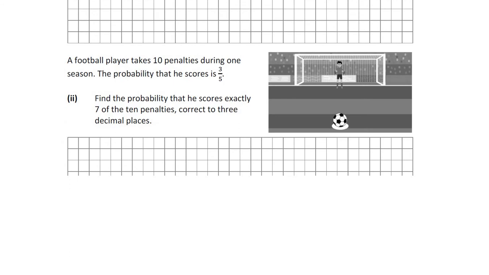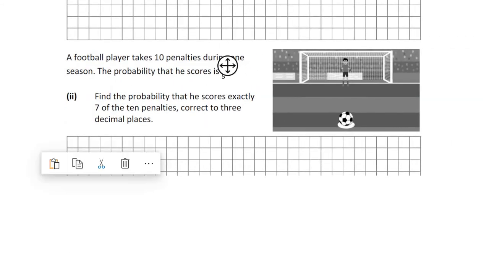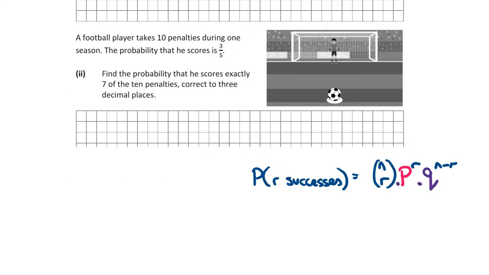In the next question, we're told that a football player takes 10 penalties during one season. The probability that he scores is 3 in 5, so 60%. Find the probability that he scores exactly 7 of the 10 penalties, correct to 3 decimal places. We know this is a Bernoulli trial because there's a fixed number of trials, only two outcomes, success or failure, and we have a definitive probability that he scores, which is 3 in 5. So the probability that he fails to score is 2 in 5.